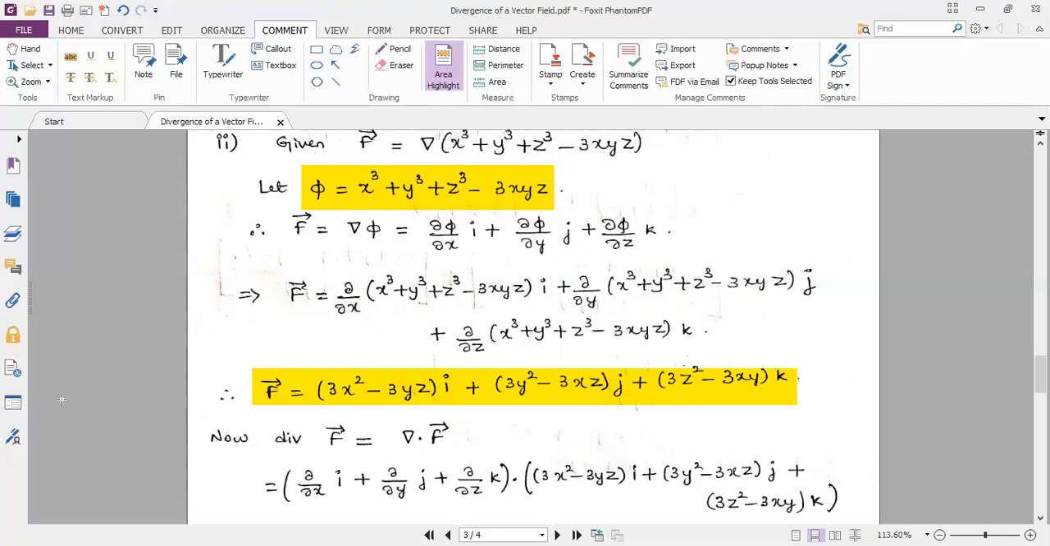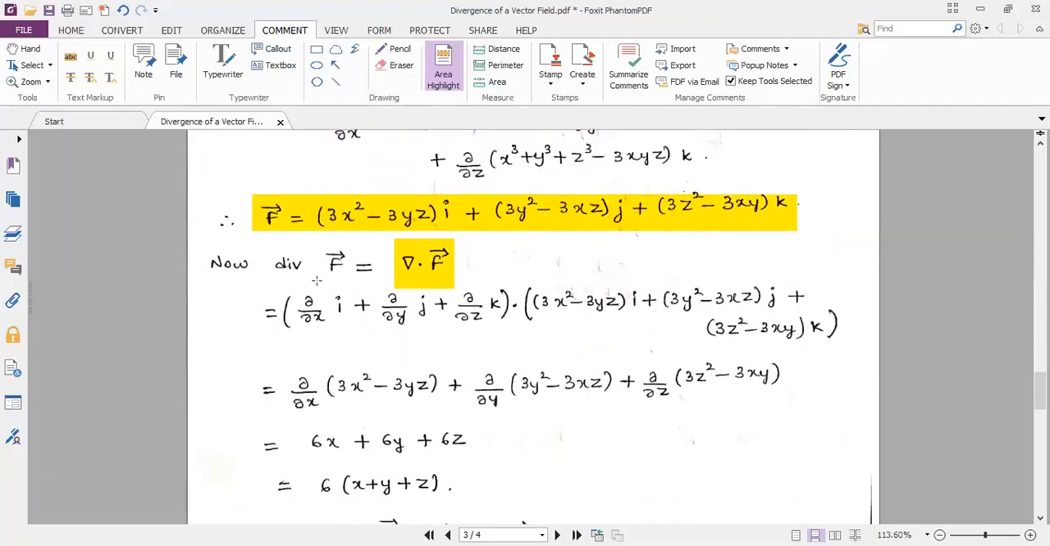Now we need to perform divergence of vector f, which is given by del dot f. Del is a vector differential operator, ∂/∂x i + ∂/∂y j + ∂/∂z k. Dot product with the obtained vector f. Performing dot product, i dot i is 1, j dot j is 1, k dot k is 1. So we will get ∂/∂x of (3x² − 3yz) + ∂/∂y of (3y² − 3xz) + ∂/∂z of (3z² − 3xy).